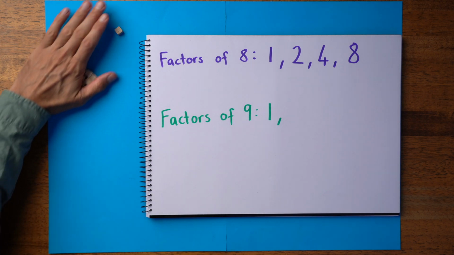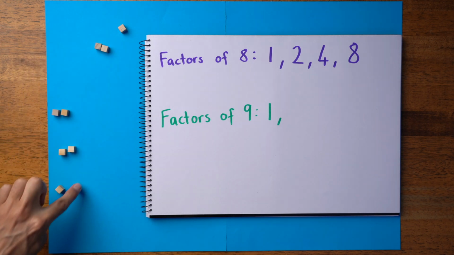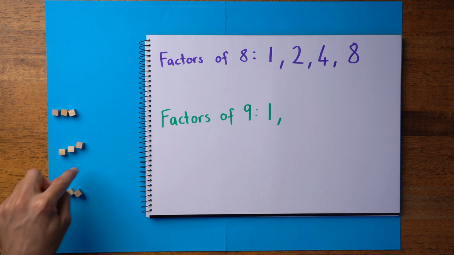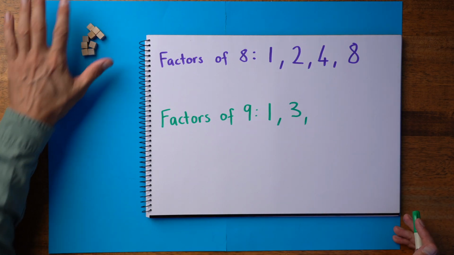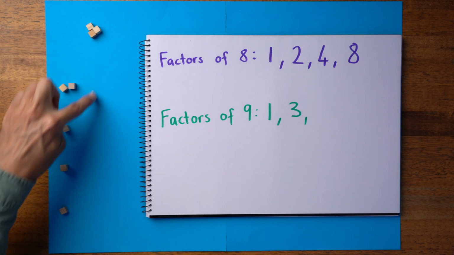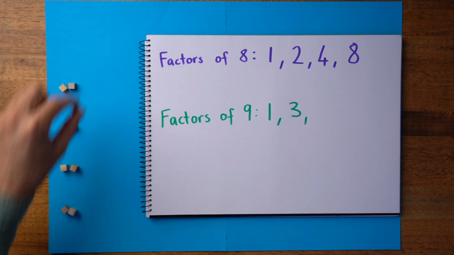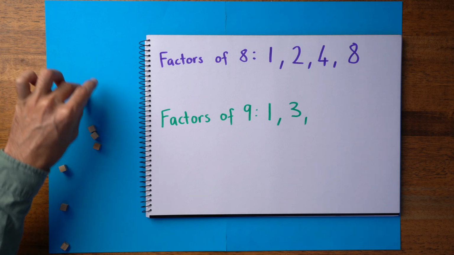Let's try 3. One group, 2 groups, 3 groups. Yes, we can make 9 into 3 equal groups of 3. So 3 is a factor of 9. How about 4? No, 4 leaves 1 left over, so 4 is not a factor. Let's try 5. Make it into groups of 5. No, that's not going to work. 1, 2, 3, 4, and 5. No, we can't share them evenly without any left over. To share them evenly, we would have 4 left over. 5 is not a factor.